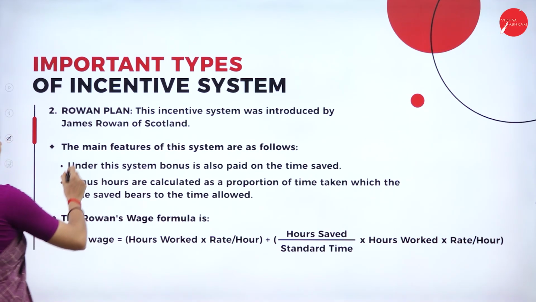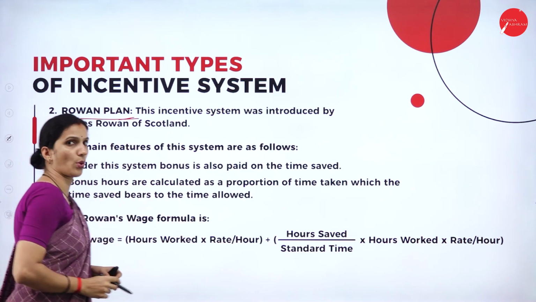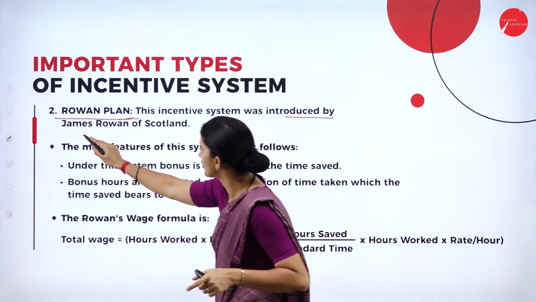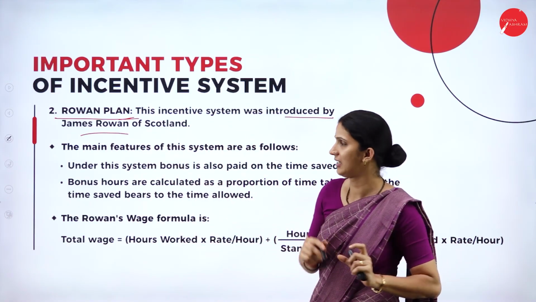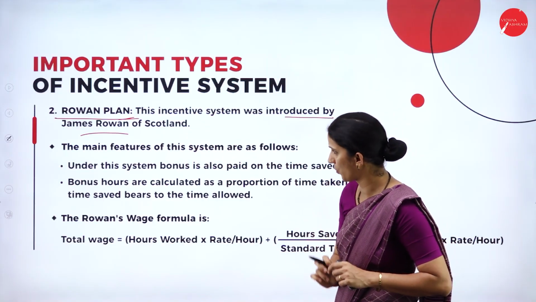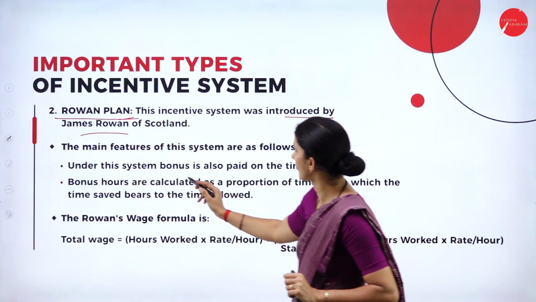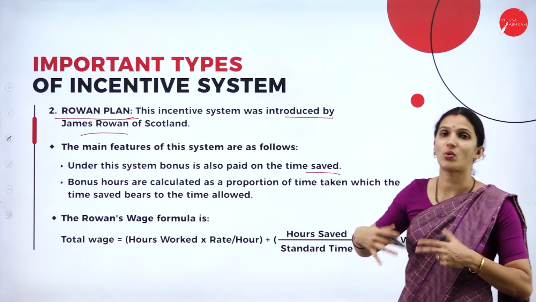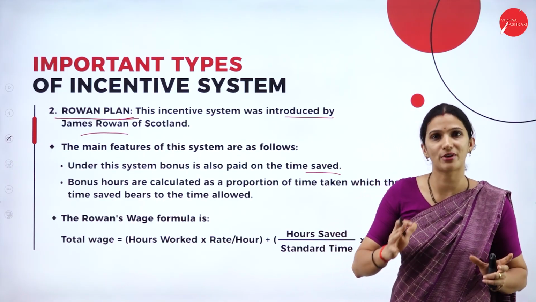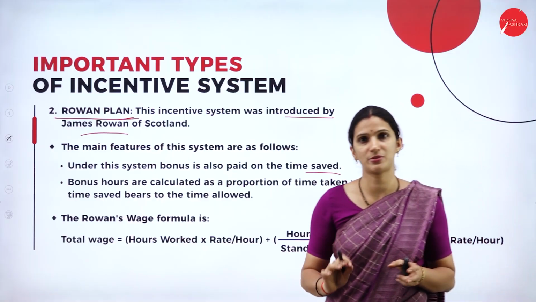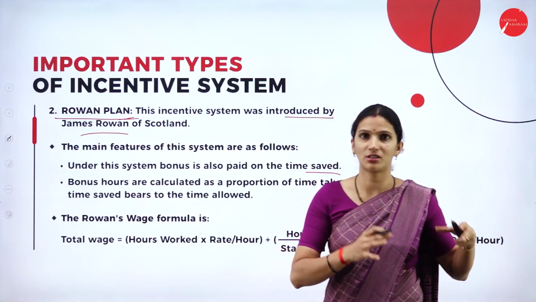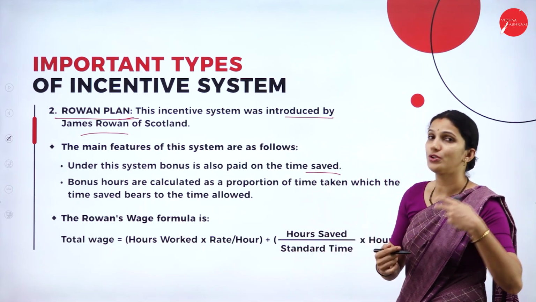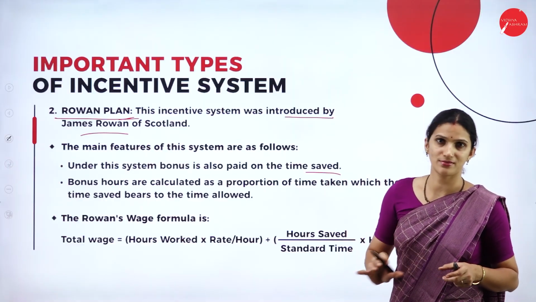And then we have another incentive system, that is Rowan's plan. This incentive system was introduced by James Rowan of Scotland. The main feature of this plan is that, under this system, bonus is also paid on the time saved. Here also, first the worker will get the time wage, that is the actual hours worked into rate per hour. That is the guaranteed wage each worker will get, plus he will also get the bonus. But how do you calculate the bonus? That is the slight difference we have here.